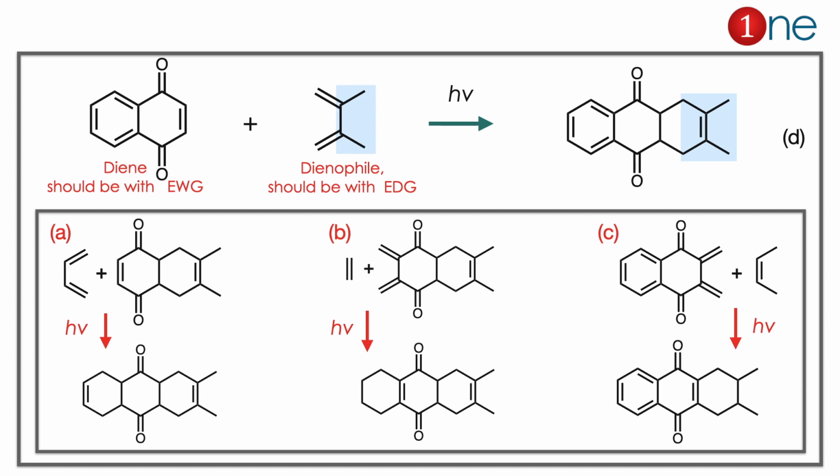Here you have to learn two important things. One is the diene and dienophile. The dienophile should have an electron withdrawing group, and the diene will have an electron donating group. Here the electron withdrawing group is the carbonyl, and the electron donating group is the methyl.